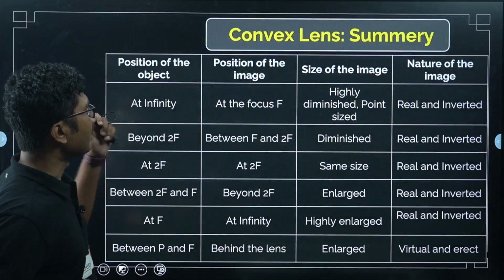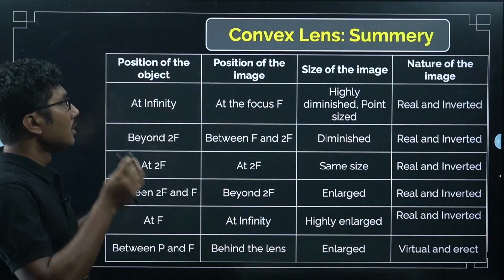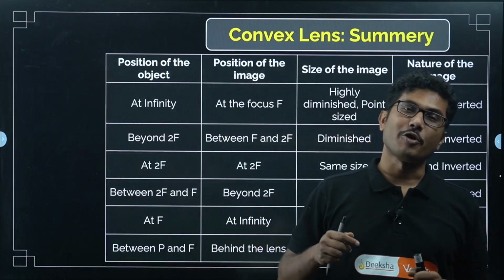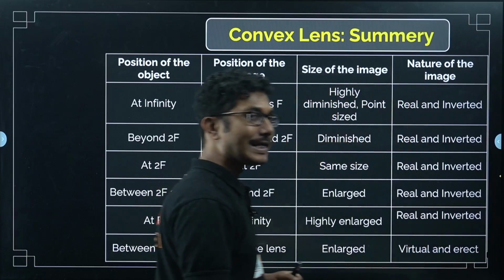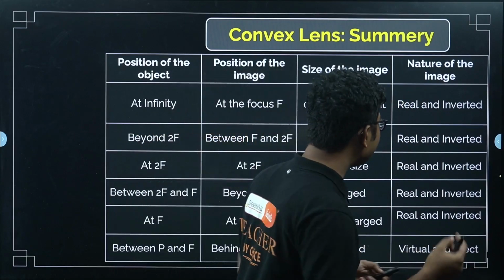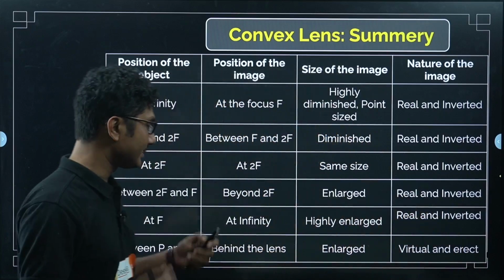Now let's look into the summary of convex lens. Okay, so the only difference is in case of lenses, the virtual image is forming on the right hand side, as well as real images are also forming on the right hand side. I will show you using one example.